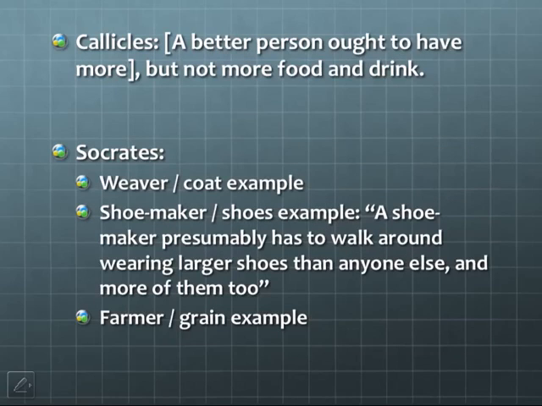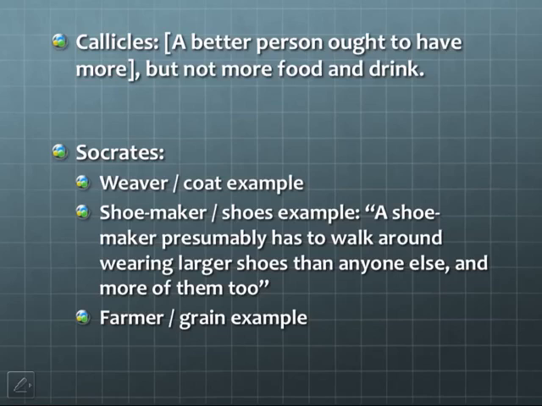So Callicles offers a bit of a half-hearted rebuttal here. He says, well, your example is stupid because a better person, yes, ought to have more, but not more food and drink. Like, why are we focusing on food and drink here so much? So then Socrates goes off on a tangent with all these other examples, not just to do with food and drink, but to do with coats, shoes, and grain. So he says, okay, what about a weaver? He would be more knowledgeable and cleverer about coats. So should he have more coats?